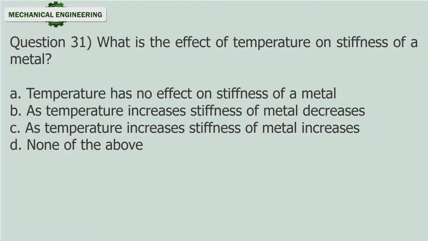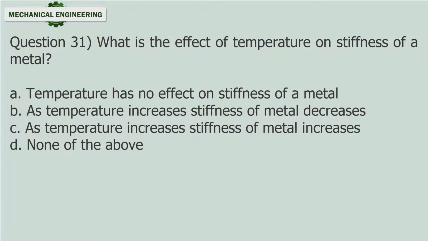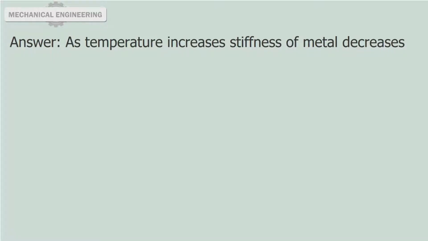Question 31. What is the effect of temperature on stiffness of a metal? A. Temperature has no effect on stiffness of a metal. B. As temperature increases, stiffness of metal decreases. C. As temperature increases, stiffness of metal increases. D. None of the above. Answer: As temperature increases, stiffness of metal decreases.